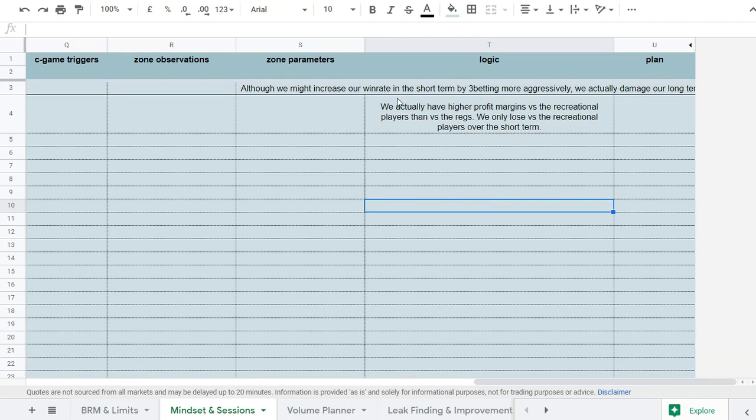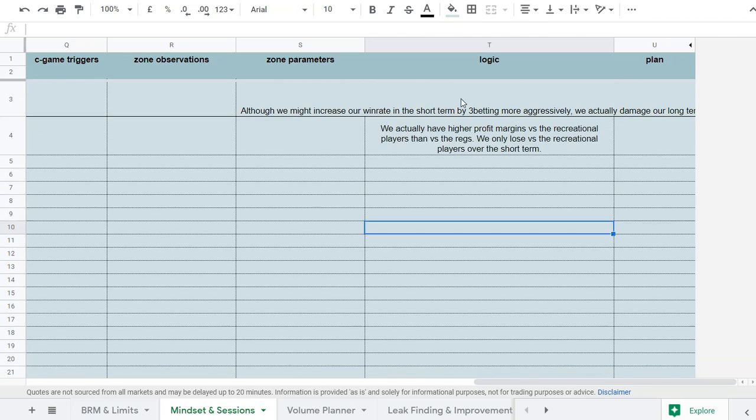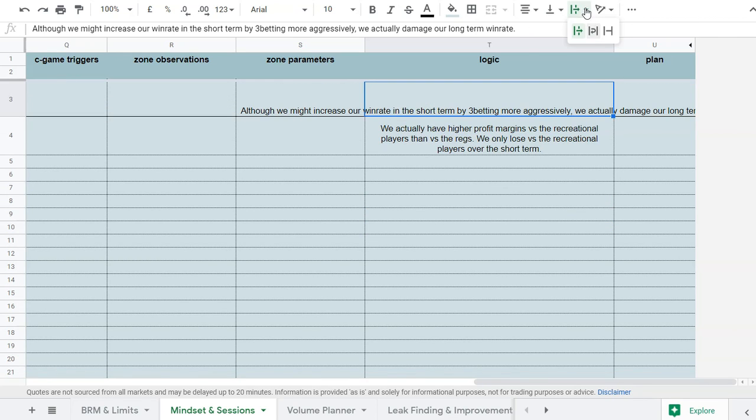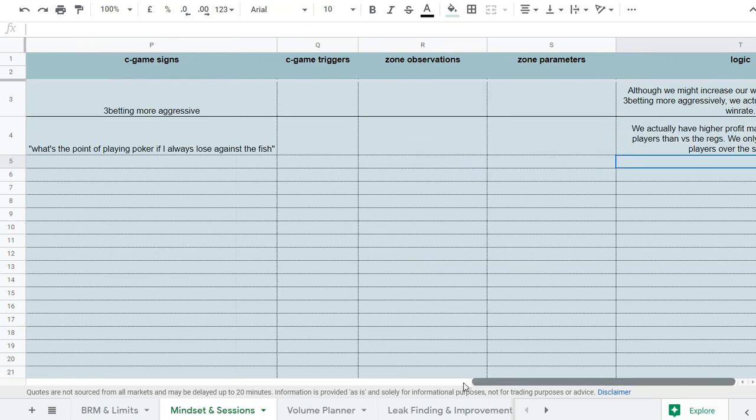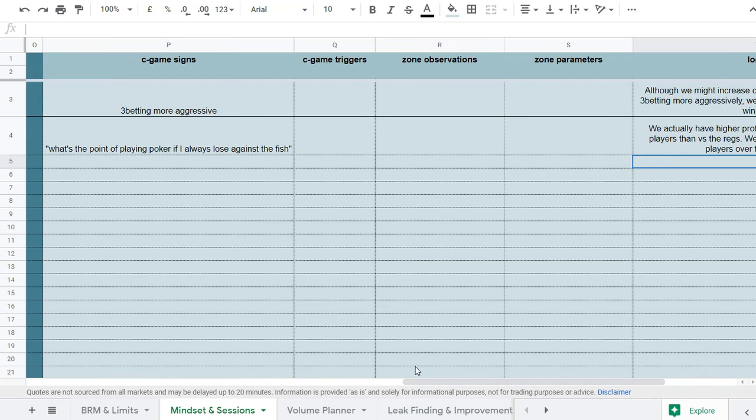So it doesn't make sense. So once we feel ourselves wanting to 3-bet more aggressively, we can just remind ourselves of that. Okay, you might win a few short-term pots, but what we're doing overall is actually not good for our win rate. So let's return now to the C game triggers.